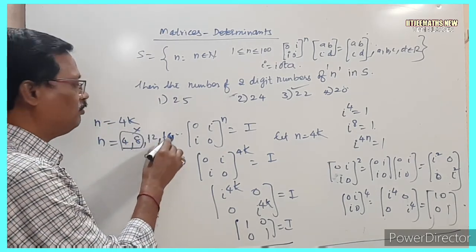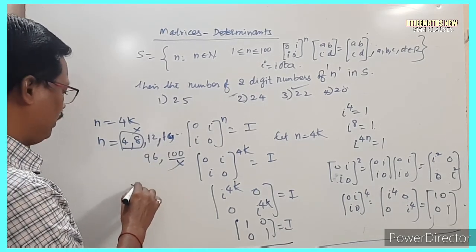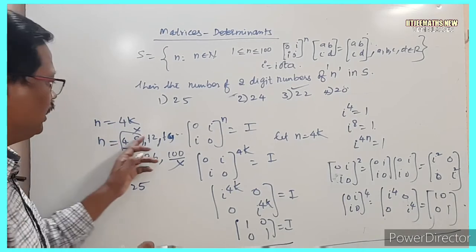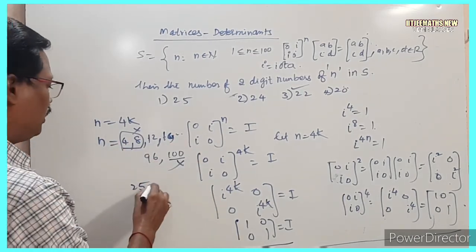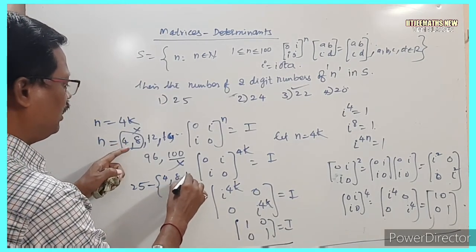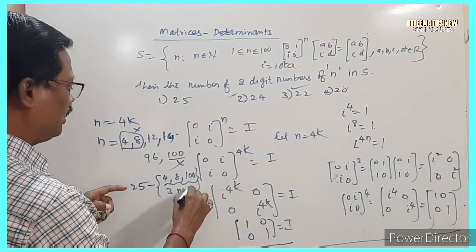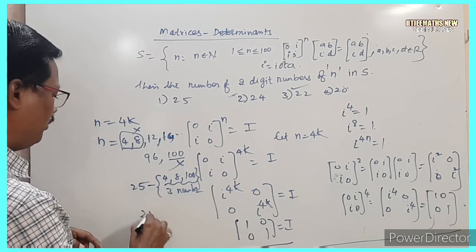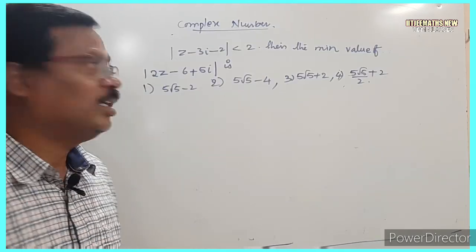Therefore, how many 2-digit numbers of this n are there? From 4, 8, 12, 16, up to 96, 100, that means there are 25 numbers. From the 25, how many to remove? 4 is there, 8 is there, 100. These are the 3 numbers. Okay? Therefore 25 minus 3, that will be 22. Therefore, see the next problem.